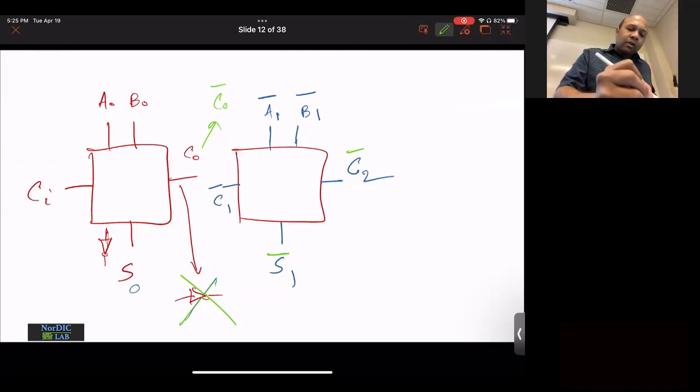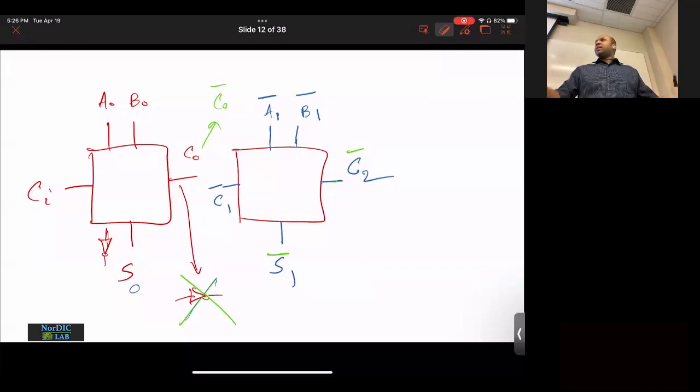Remember, this guy also has an inverter. This guy also has an inverter, right? I haven't gotten rid of that inverter yet. The moment I get rid of that inverter, this inverted output will get back to what? C2, normal. You see the point? I hope it is making sense.